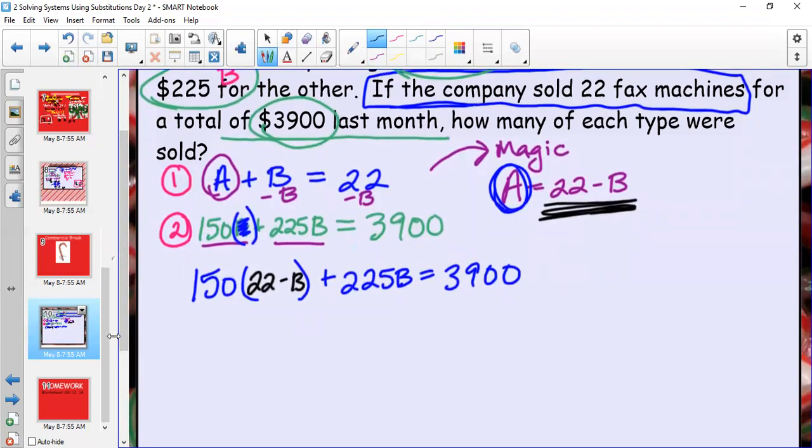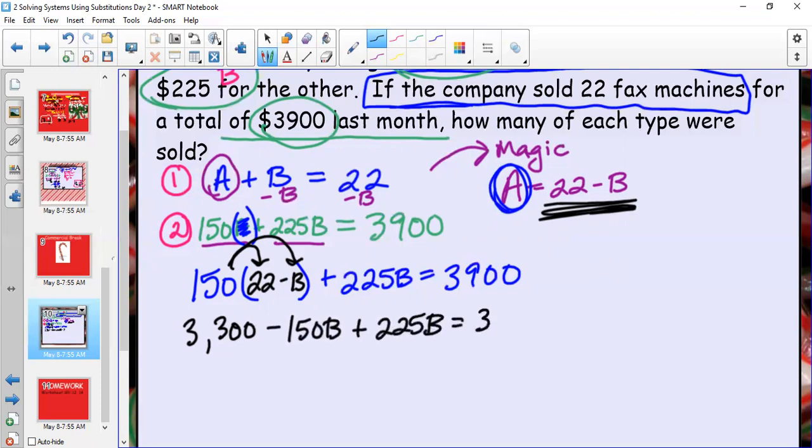All right, here's where I'm going to cheat and use my calculator for simplicity's sake. So we're going to do 150 times 22. That is 3,300. So that's distributing there. And distribute again to the negative B. So that would be a minus 150B plus 225B equals 3,900.